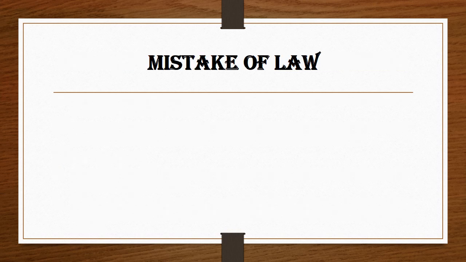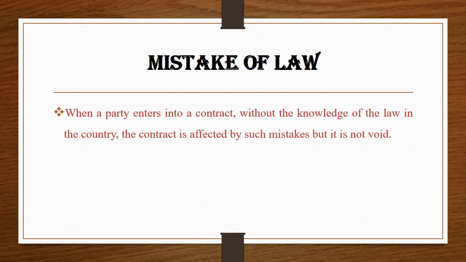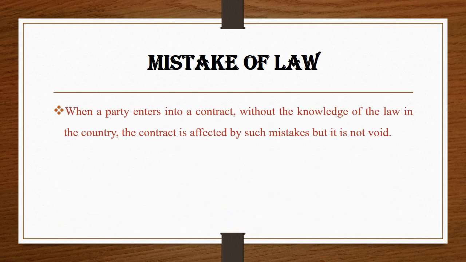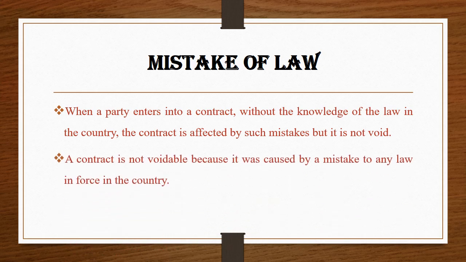So the second kind is mistake of law. When a party enters into a contract without the knowledge of the law in the country, the contract is affected by such mistakes, but it is not void. So, it is the type of mistake of law when a party enters into a contract without the knowledge of the law. A contract is not voidable because it was caused by a mistake as to any law in force in the country.